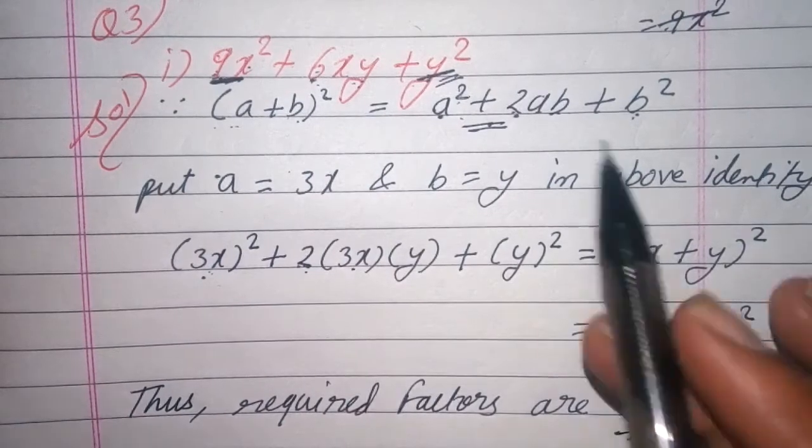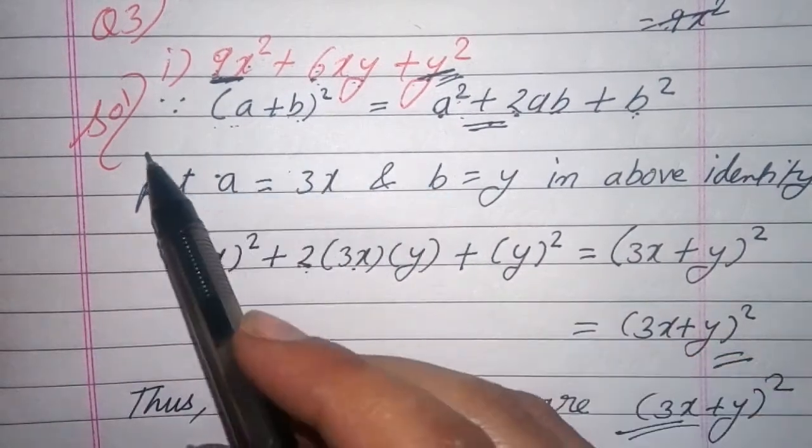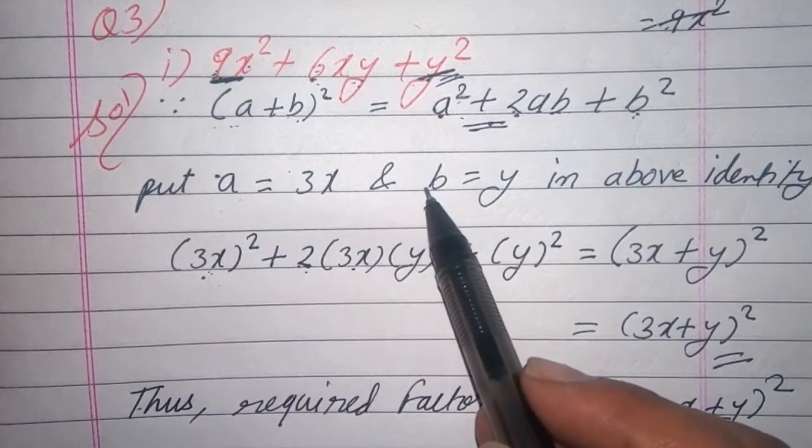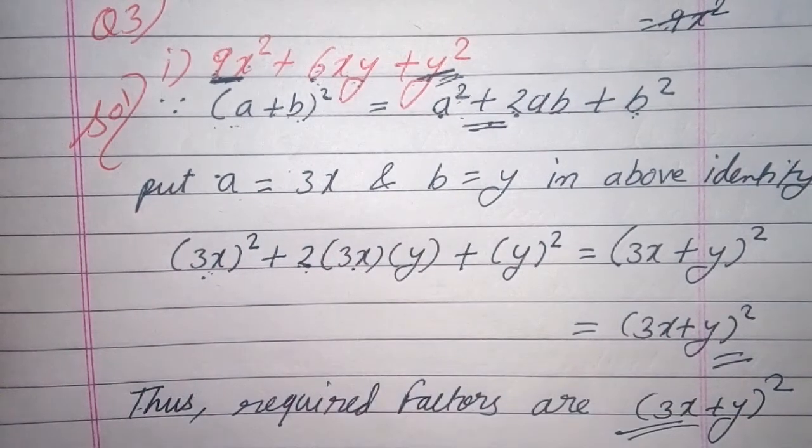Clear? This solution is not lengthy, but we have to be clear about the values of a and b, how to find the values of a and b, and how to select the identities. If these things are clear, then we can easily solve the questions.